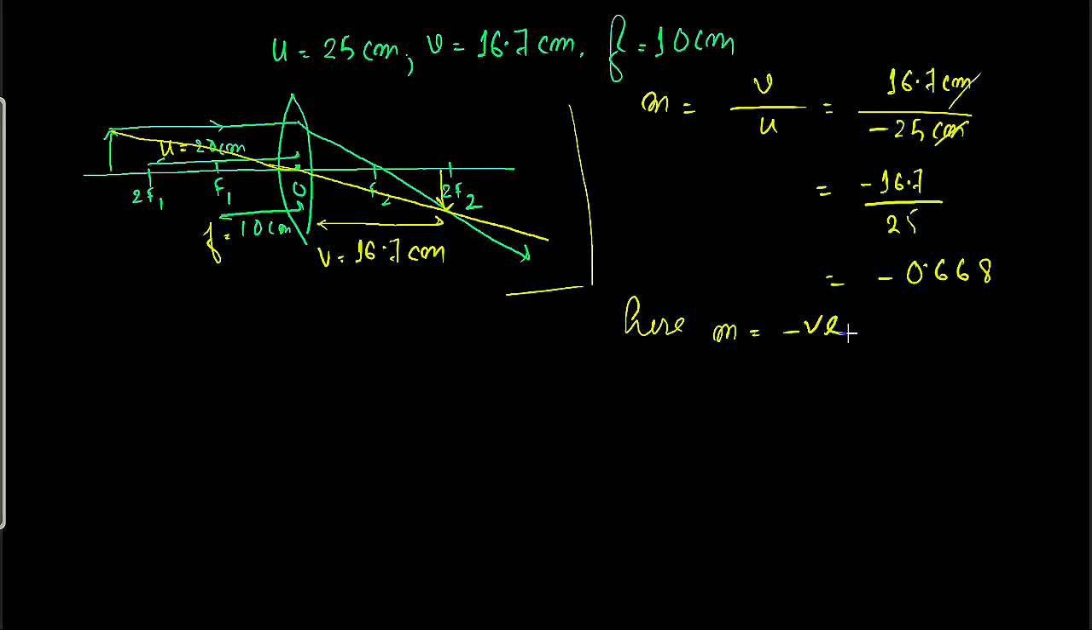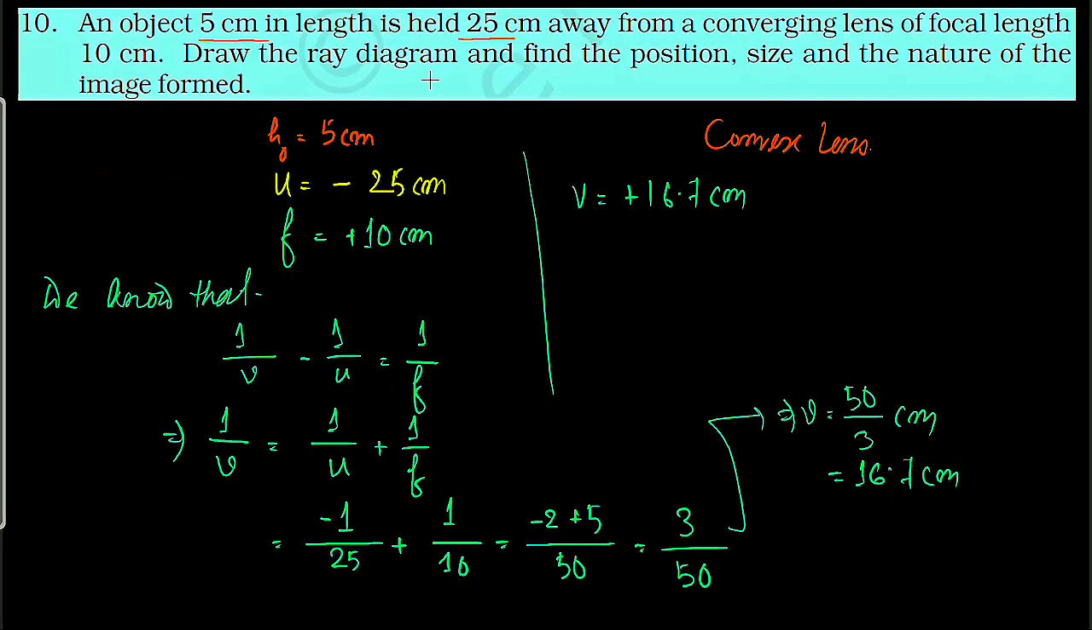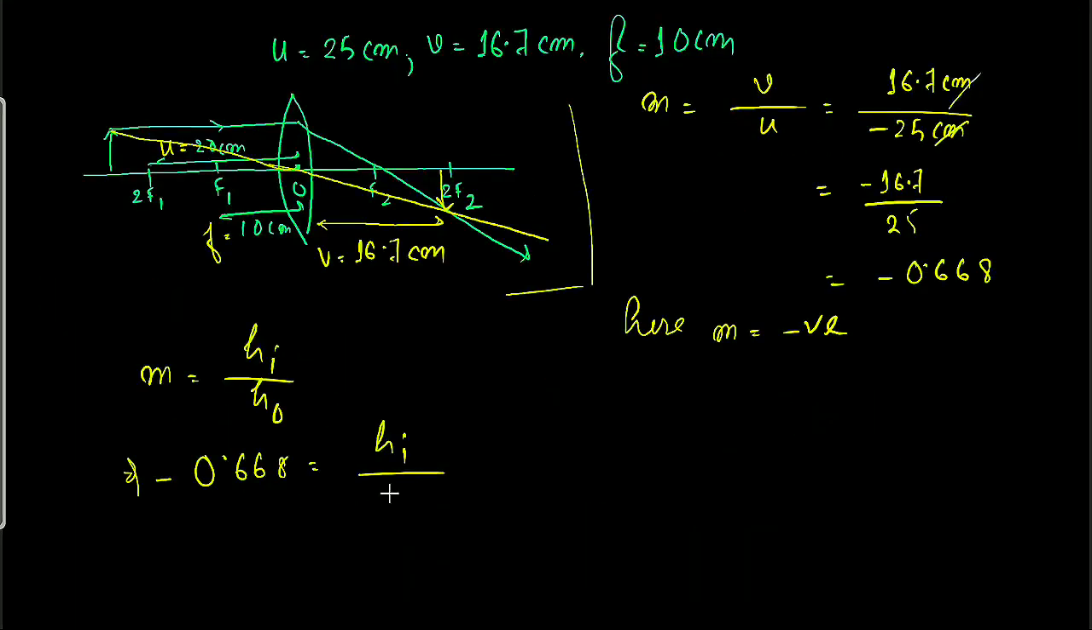So now we'll calculate the height of the image. We got m equal to hi by ho. So we got the magnification as 0.668. Ho is given as 5 centimeter. So what will be hi? Hi is going to be negative, almost 3.340 centimeter.